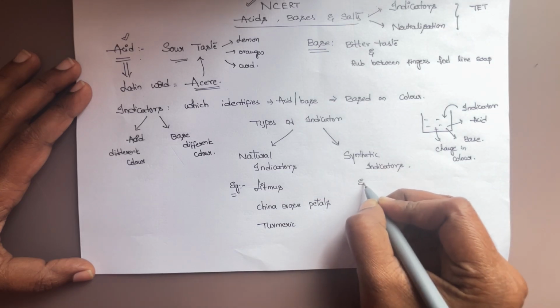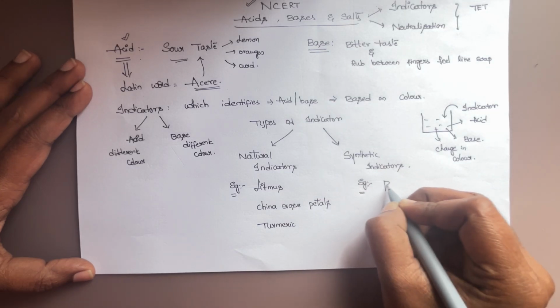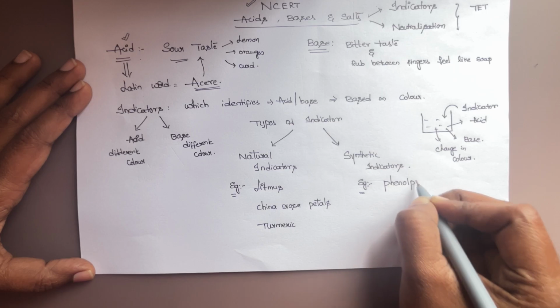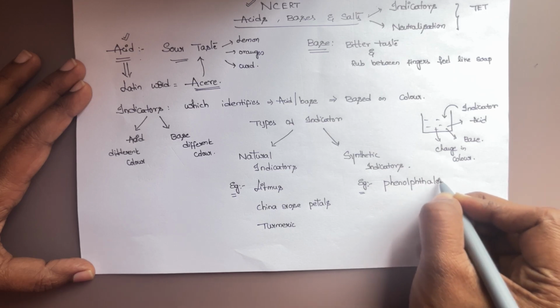Likewise, according to 7th class, the synthetic indicator is phenolphthalein. Phenolphthalein indicator is there.